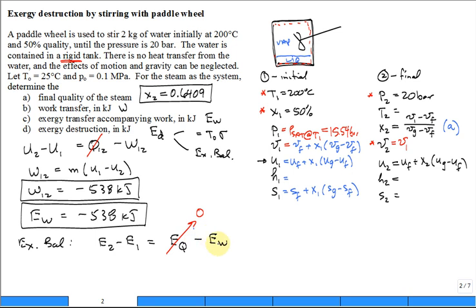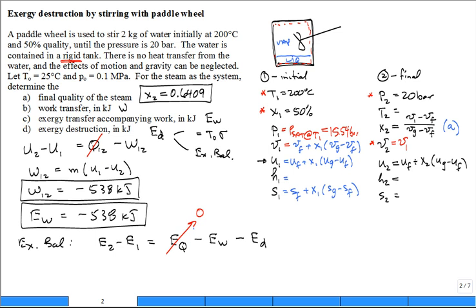Why do I have a minus in front of that sign? Because work is positive out. And if there's an exergy transfer with that work being in the same direction, it would be positive out, meaning it would reduce or subtract from the exergy stored. Then we also have a minus the exergy destruction. Does that equation look good for an exergy balance?